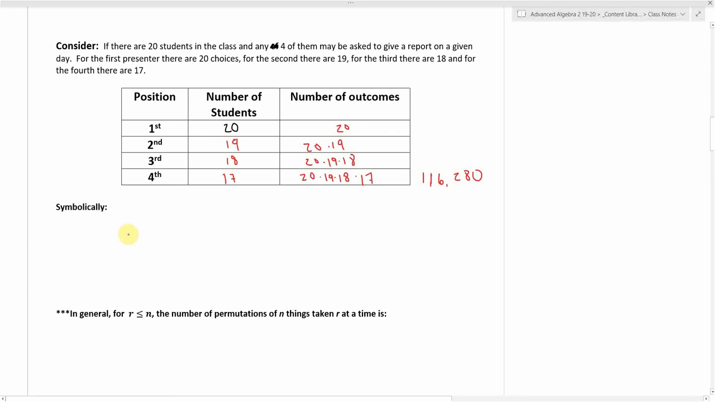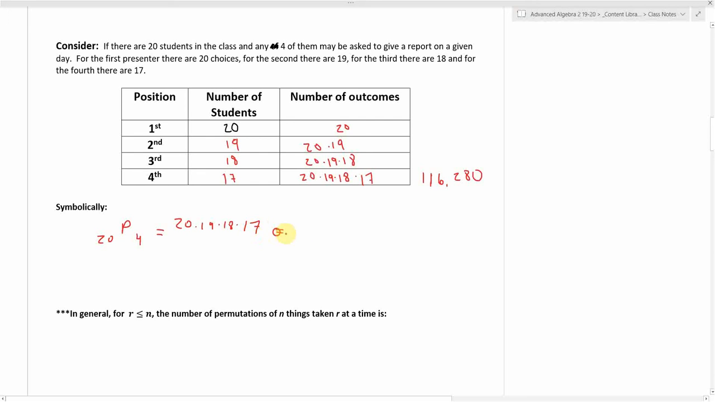So symbolically, we can write that in permutation notation. There were 20 objects, or students, and we were going to arrange four of them. So this would be 20P4. And what we see is that 20P4 is exactly equal to 20 times 19 times 18 times 17, from above. Arrangements of four objects out of 20 is 20 times 19 times 18 times 17.